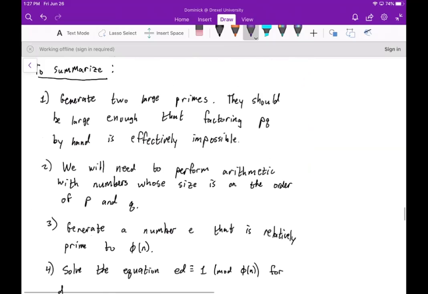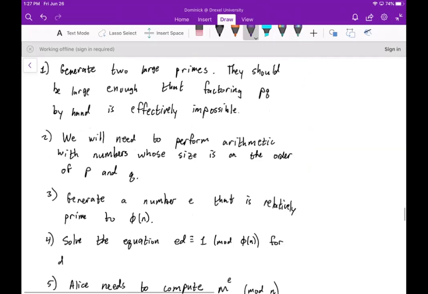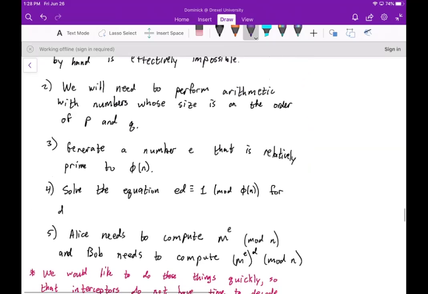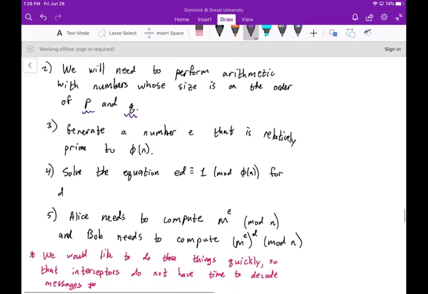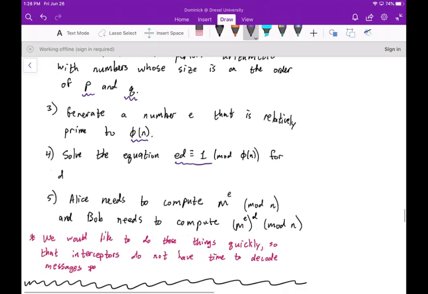Right, so to summarize what RSA encryption is: we generate two large primes, and they should be large enough that factoring p times q by hand is essentially impossible. All right, now we'll also need to perform arithmetic with numbers whose size is on the order of p and q, right? So those two large primes. Then the next thing we do is we generate a number e that is relatively prime to phi of n. Right, then we solve the equation e times d congruent to 1 mod phi of n for d.